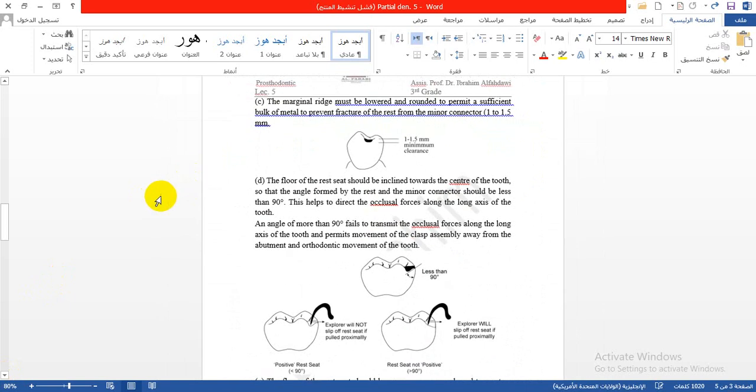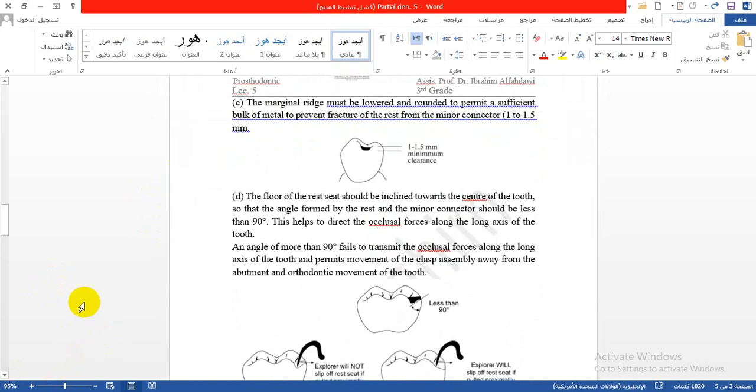C. The marginal ridge must be lowered and rounded to permit sufficient bulk of metal to prevent a fracture of the rest from the minor connector, about 1 to 1.5 mm. So the depth is approximately from 1 to 1.5 mm.